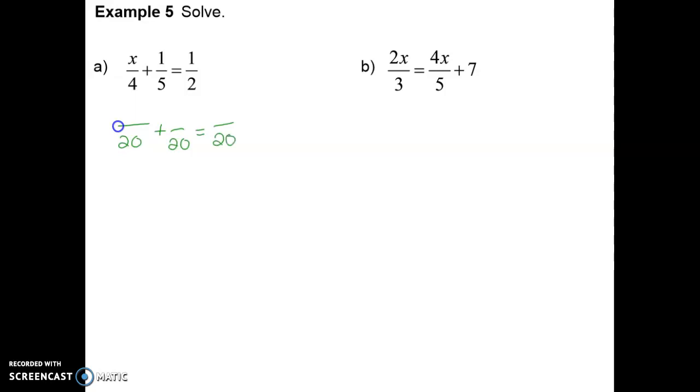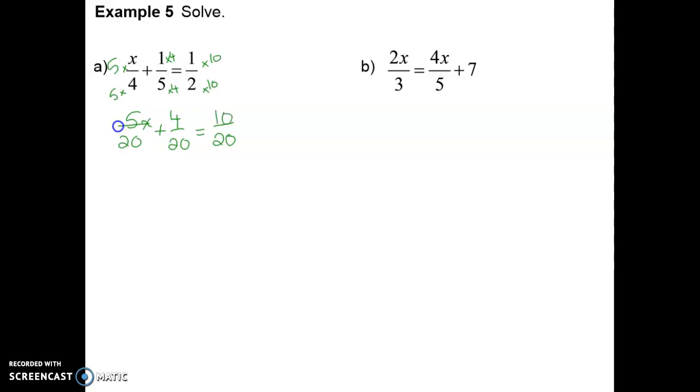4 goes into 20 5 times, so if we multiply the bottom by 5, we've got to multiply the top by 5, and we get 5x over 20. 5 goes into 20 4 times, and if we've multiplied the bottom by 4, we've got to multiply the top by 4, so we get 4 over 20. 2 goes into 20 10 times, so again 1 times 10 is 10.